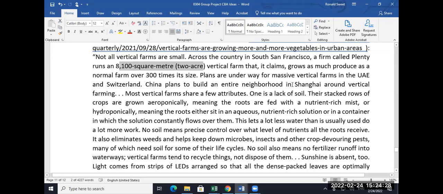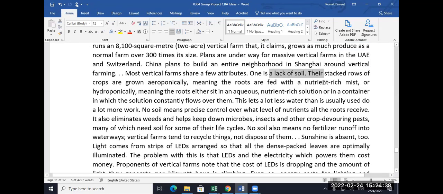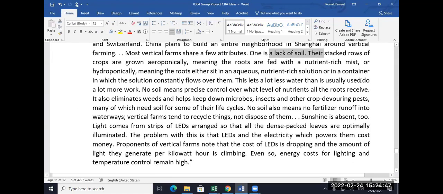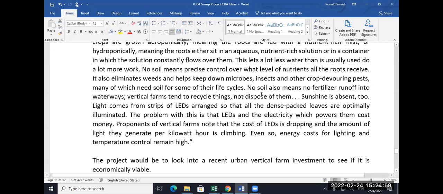China plans to build entire neighborhoods around vertical farming. Most vertical farms share a few attributes: lack of soil, meaning the roots are fed with nutrient-rich mist. This lets a lot less water than is usually used do a lot more work. No soil means precise control over what level of nutrients are at the roots. It also eliminates weeds and helps keep down microbes, insects, and other crop-devouring pests. No soil also means no fertilized runoff into waterways.